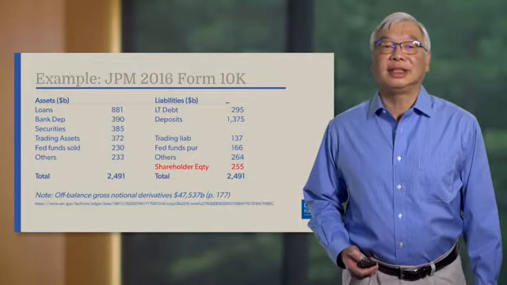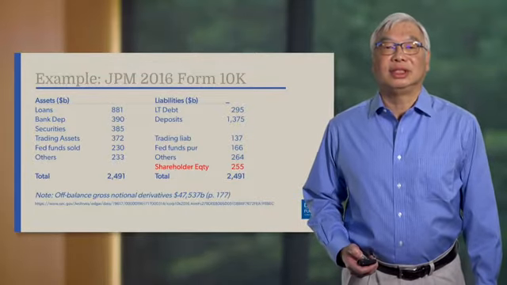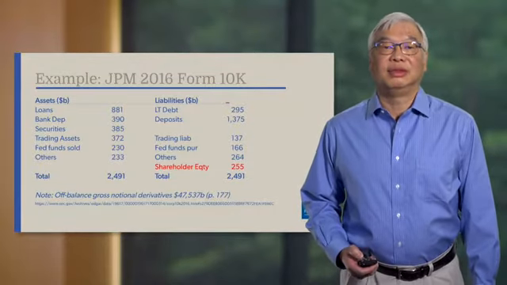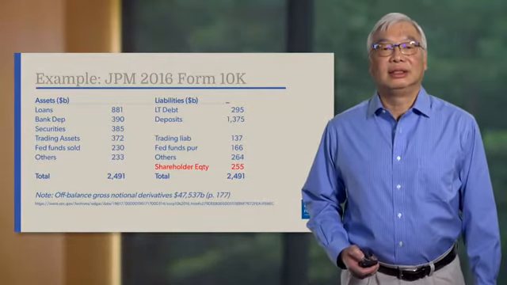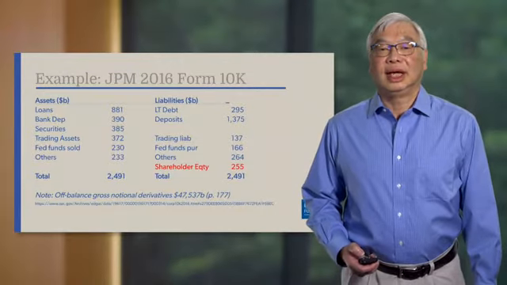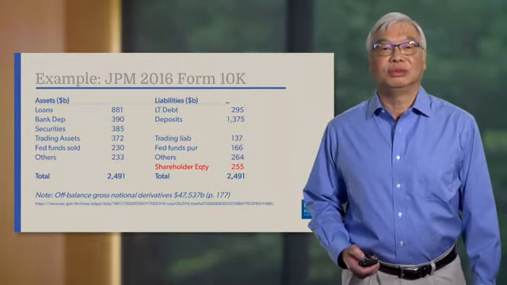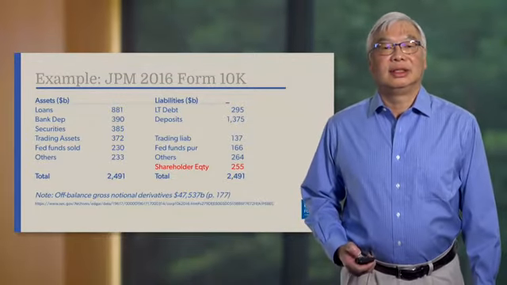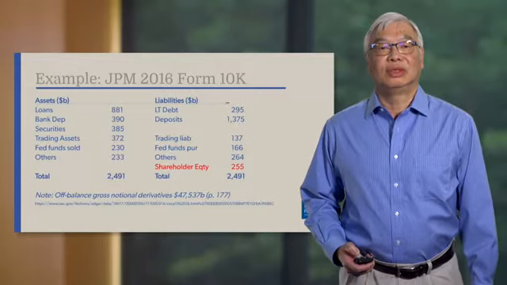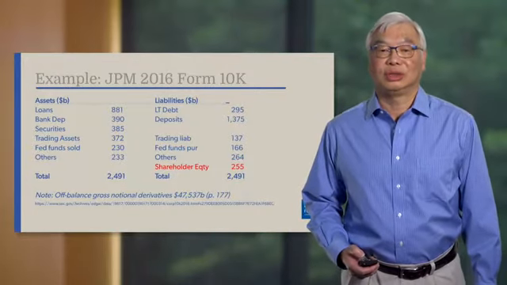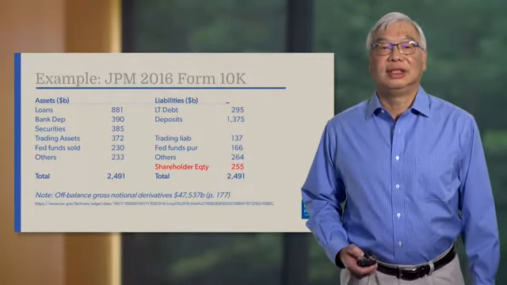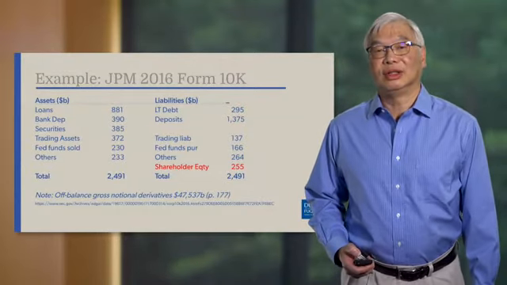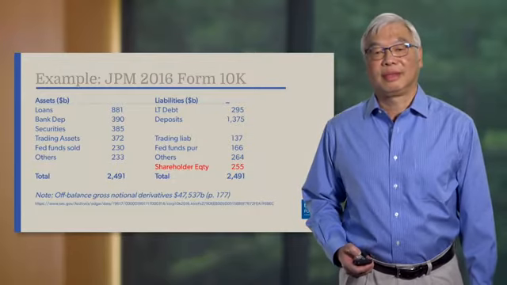The table on this slide is a simplified balance sheet of JP Morgan. Now, on the left-hand side of the table are the assets held by the bank. You can see that JP Morgan has about $2.5 trillion worth of assets. On the right-hand side are the bank's liabilities, which come to about $2.25 trillion. The difference is about $250 billion of shareholder equity.